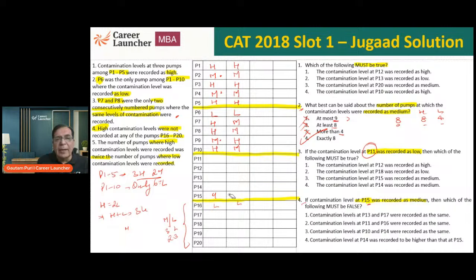Question 4 is better item to start with because by doing question 4, by putting P15 as medium, I am able to get extra information for the next round also. So if I put P15 as medium in both the cases, it is also telling me P16 has to be low, P18 has to be low, P20 has to be low. Why? Because 16 to 20 is only low or medium. Okay.